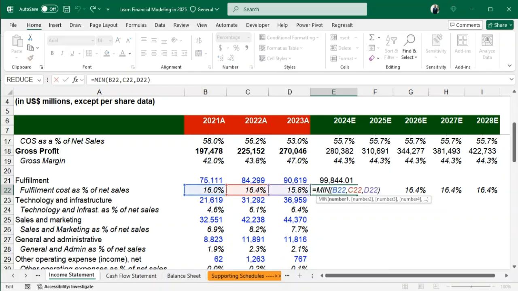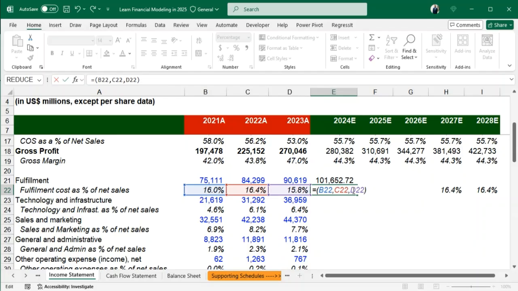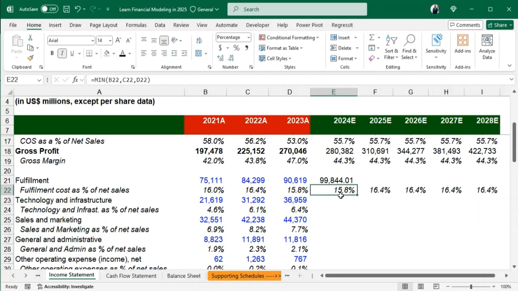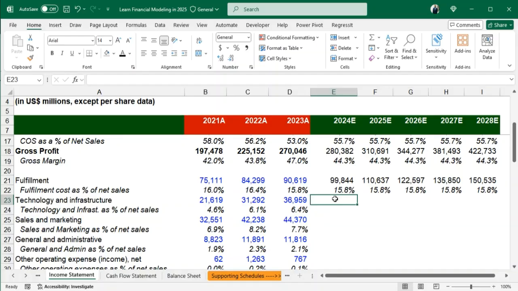realistic value. Let's also try average and see what we have there. So I have my average, and I can hit enter there. All right, so I think the minimum is okay. So let's repeat our minimum value there. All right, I can copy this to the right. So the minimum percentage, reduce this to 0 decimal places, and also copy the formula to the right using Control R. So that is our fulfillment cost.